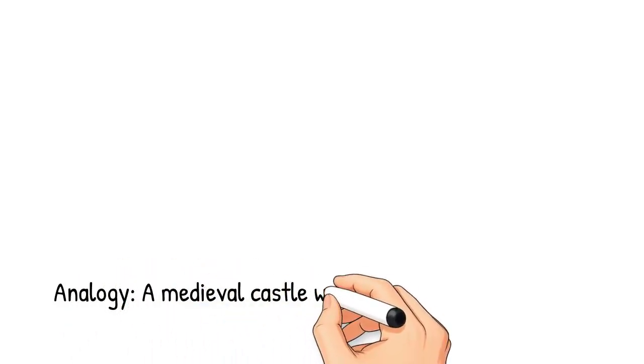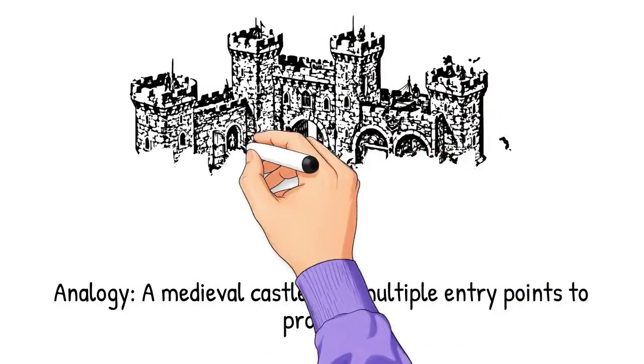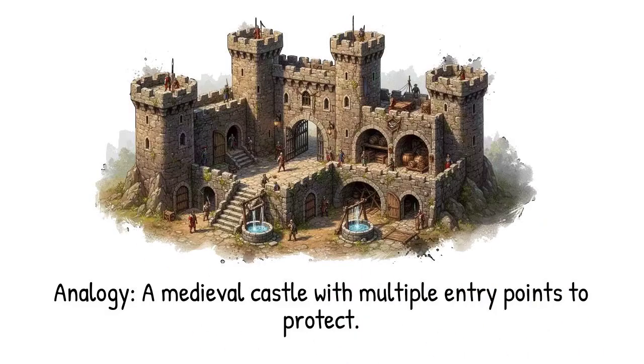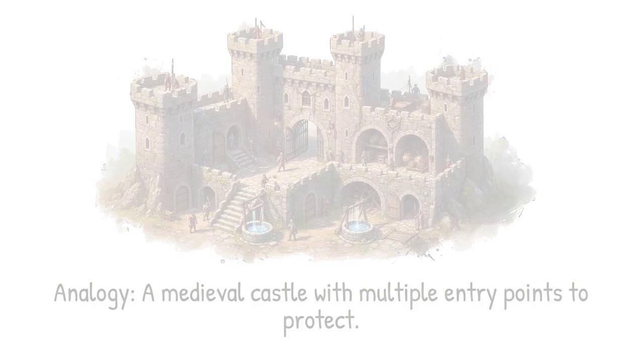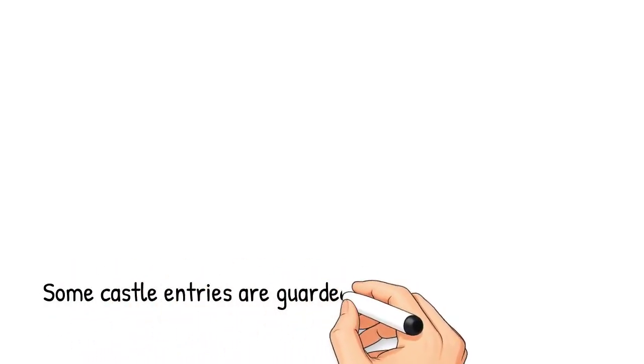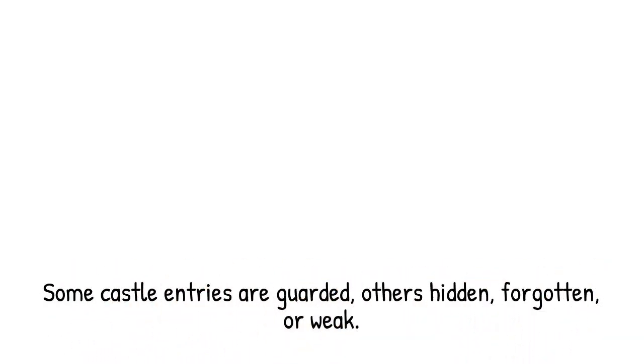Analogy: a castle with multiple entry points. Imagine a medieval castle. It has a main gate, side entrances, underground tunnels, windows, guard towers, storage rooms, water wells, secret passages. Each of these is an entry point. Some are heavily guarded, some are forgotten, some are hidden, some are weak.